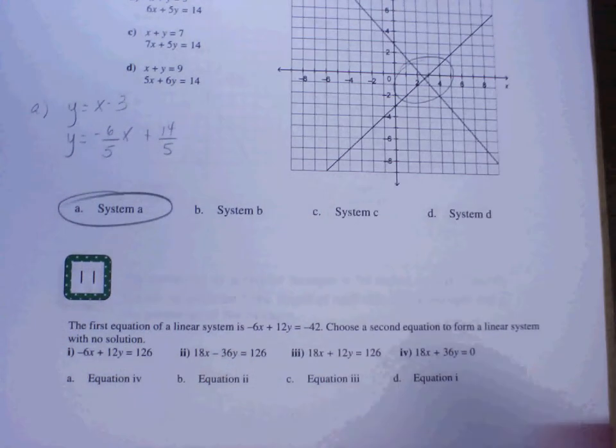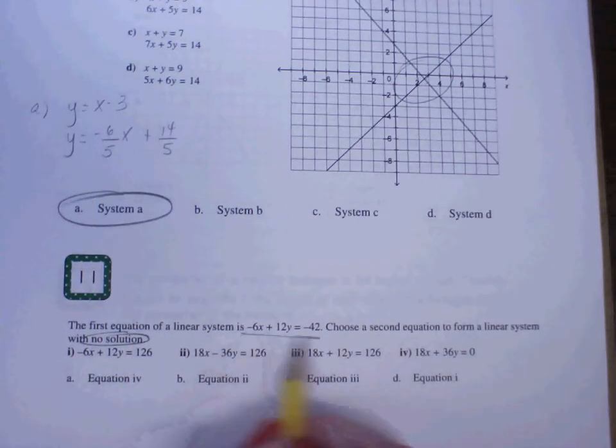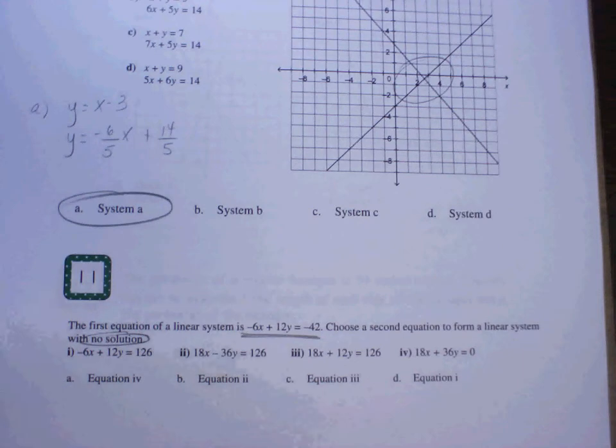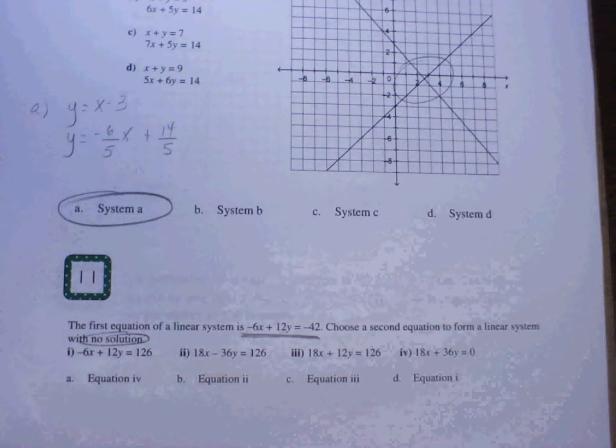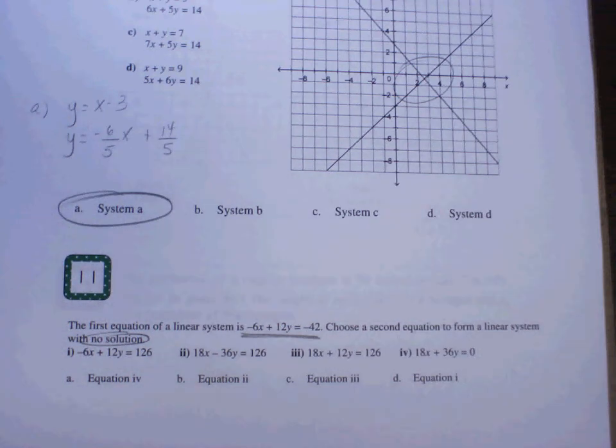All right. For the next one, you have to figure out which one has no solution. So you're looking for the same slope. But in some cases, you cannot stop at the slope because you might also have the same line. How many solutions do two lines that are exactly the same have?